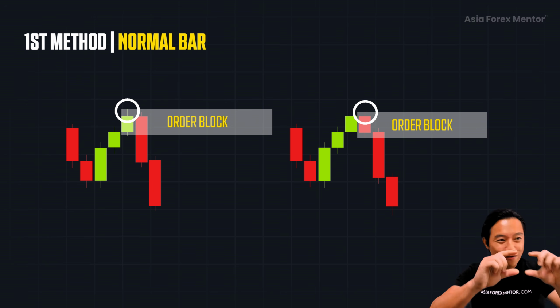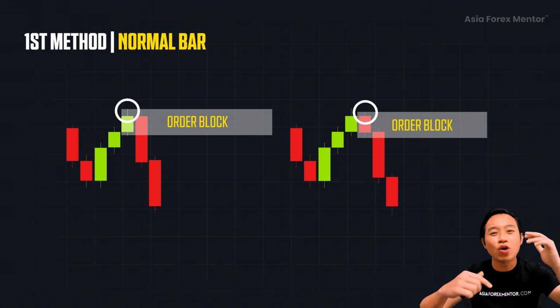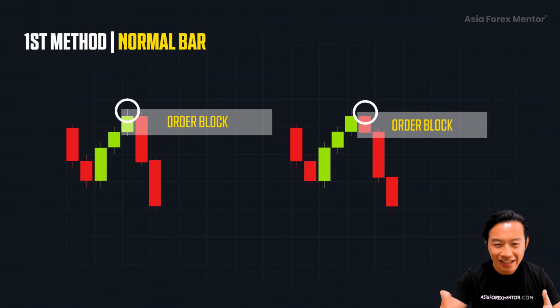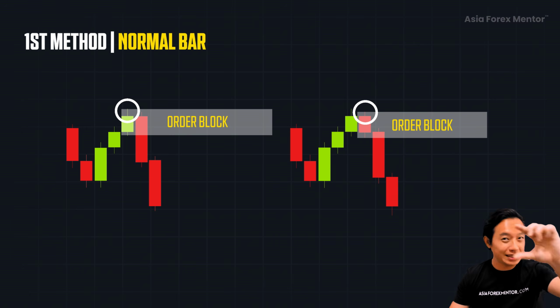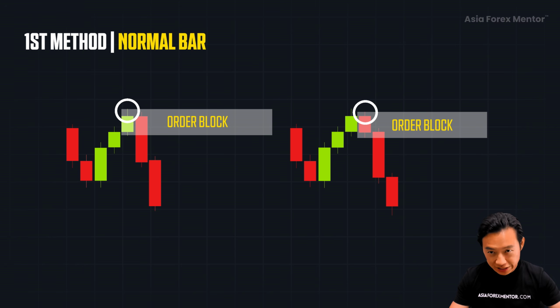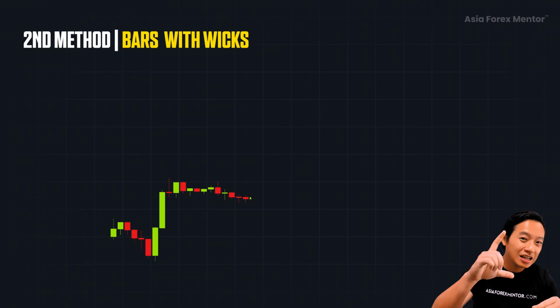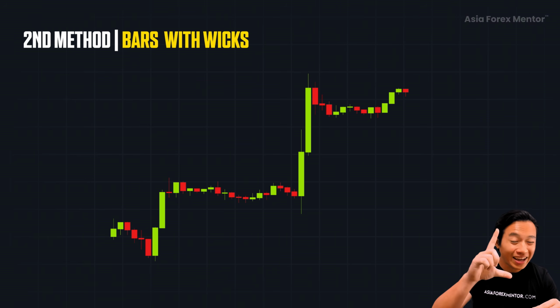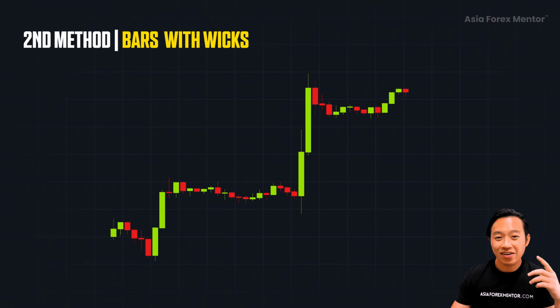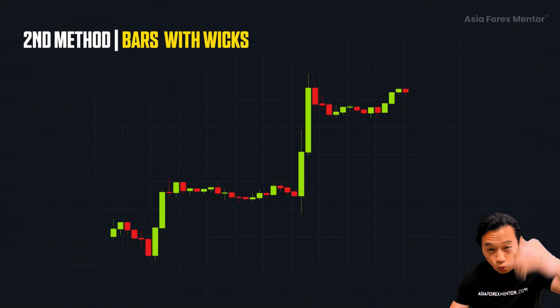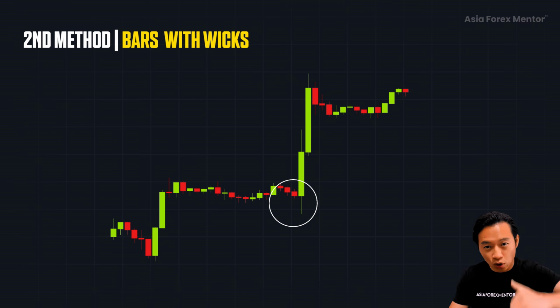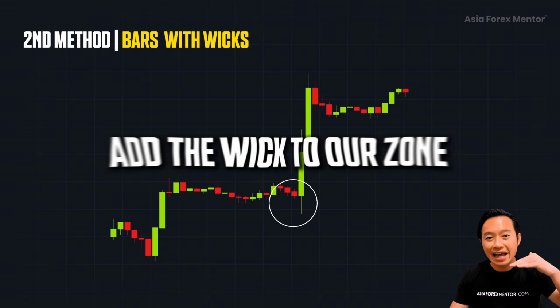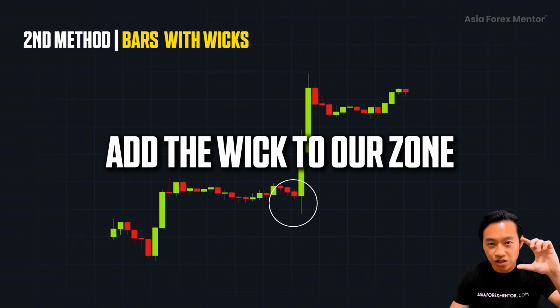Sometimes the candles that form these order blocks are not so straightforward, which is why I'm giving you 3 ways. The first way is the normal bar, which is what you have just learned. Now the second one, bars with wicks, or candles with wicks. Sometimes a wick can grab the liquidity below the order block of the candlestick. So this makes us want to add the wick to our zone.